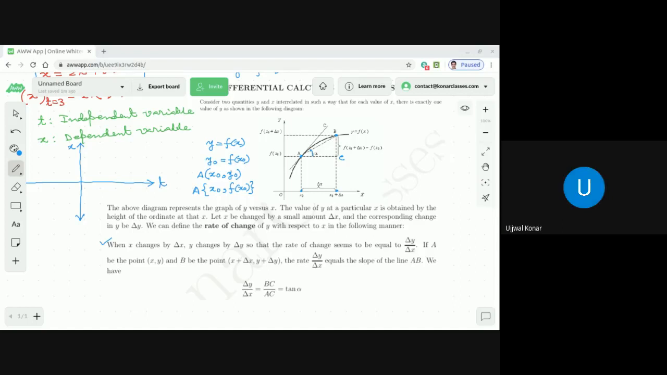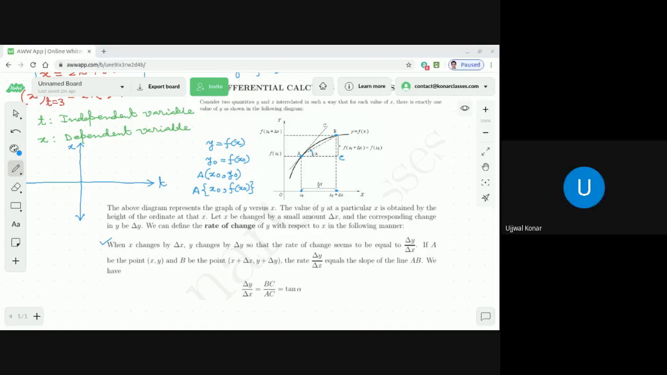I'm giving that for a practical way, for a practical value of x, to know the rate of change of y at a particular value of x, say a, we have to take delta x very, very small. Now, what is meant by delta x to be small in context to the diagram that you see in front of your screen?